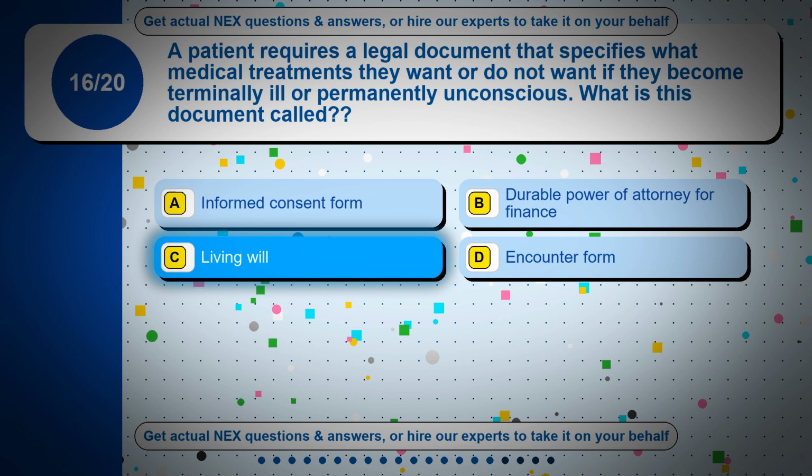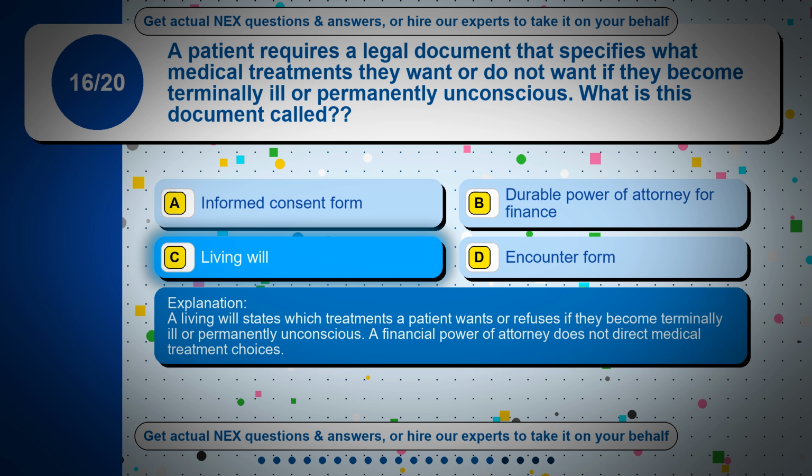Living Will. A living will states which treatments a patient wants or refuses if they become terminally ill or permanently unconscious. A financial power of attorney does not direct medical treatment choices.